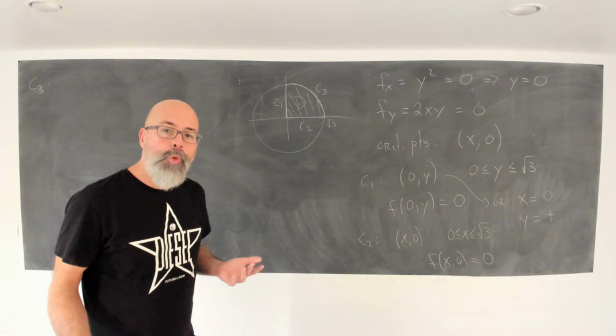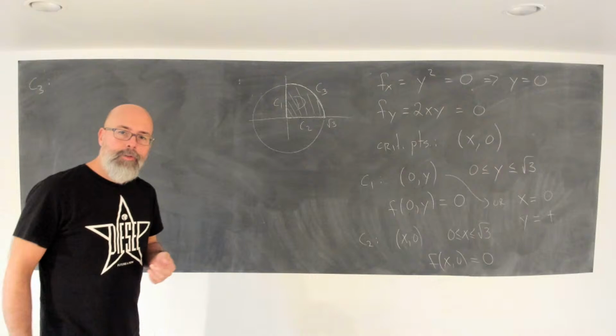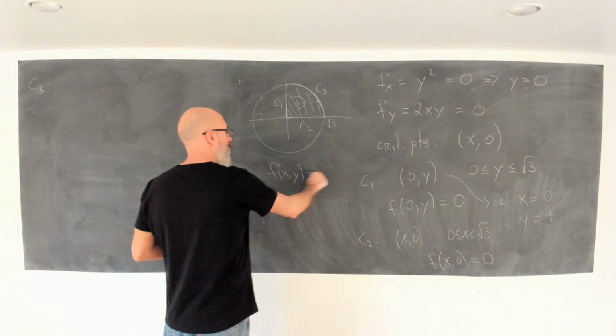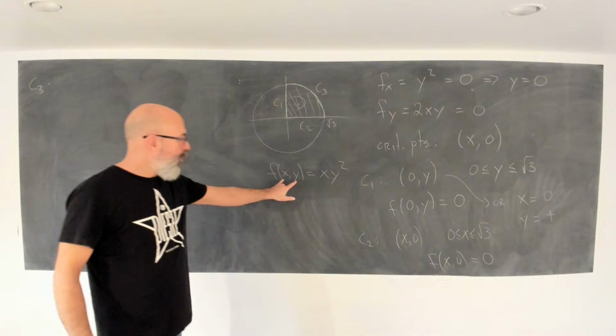Yes, f of x 0 is equal to 0. Well, what is f of x y? F of x y was given, I've just rubbed it off now, as xy squared. So if you plug in the point where y is 0, the whole thing is 0.